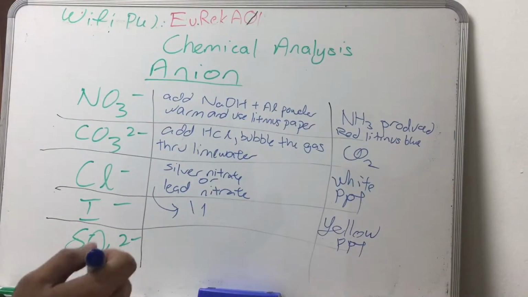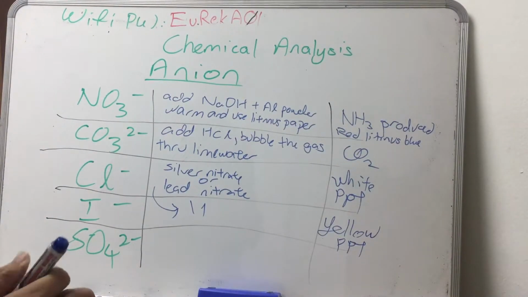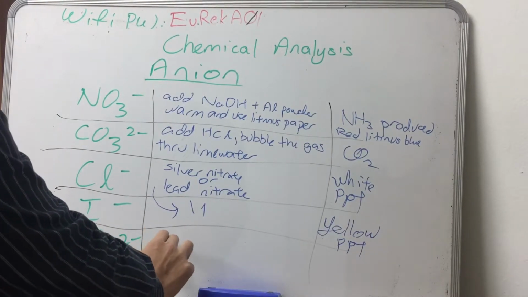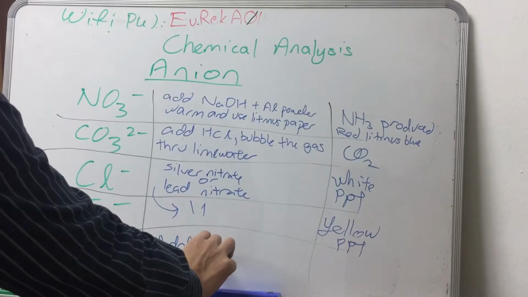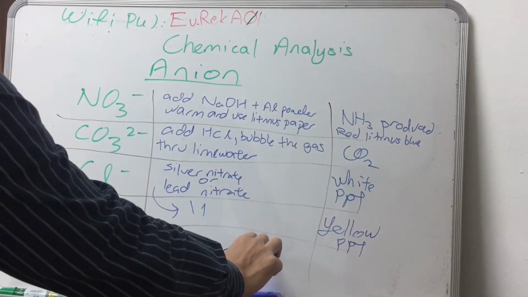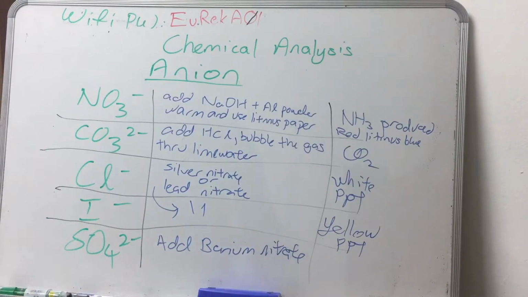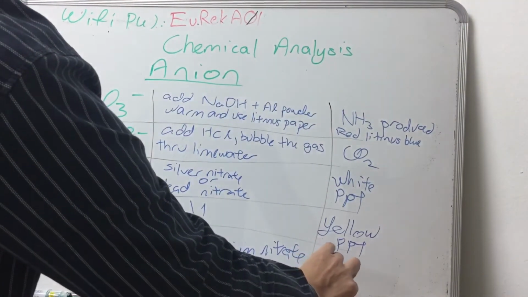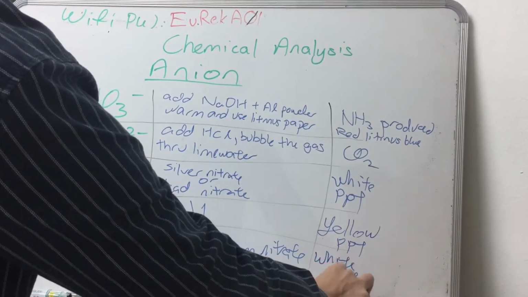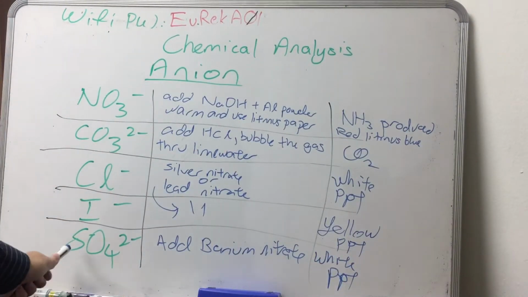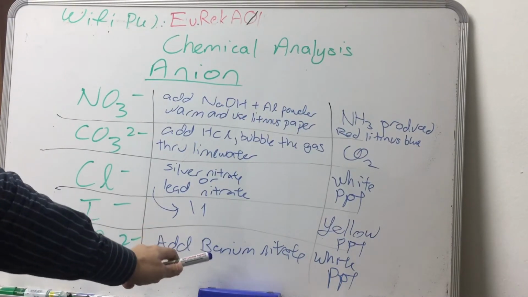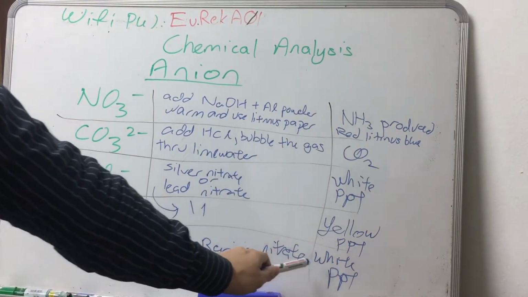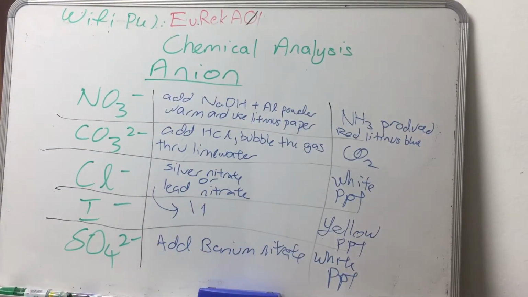Lastly, for sulfate, it is very easy to remember. Just listen carefully. When you see sulfate, think of barium. When you see barium, think of sulfate. That's because when barium reacts with sulfate, you get a white PPT. If both of them are together, a white PPT of barium sulfate will be formed.